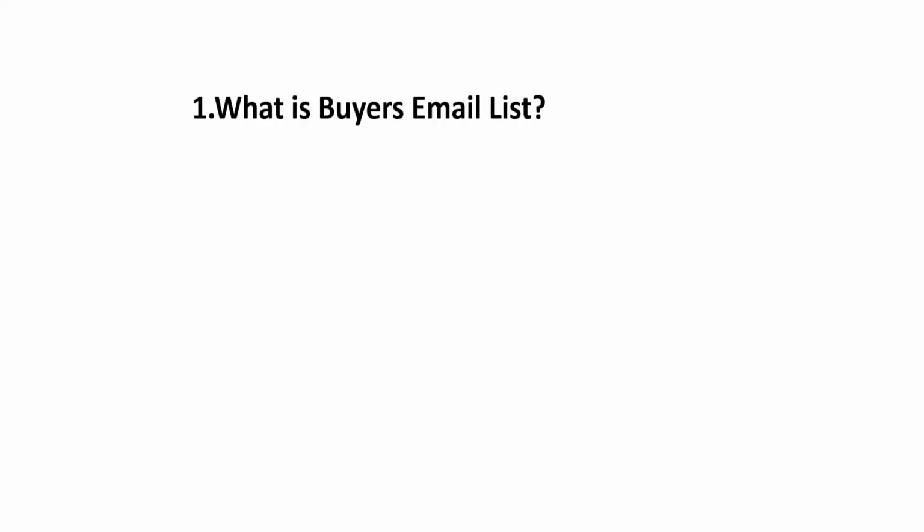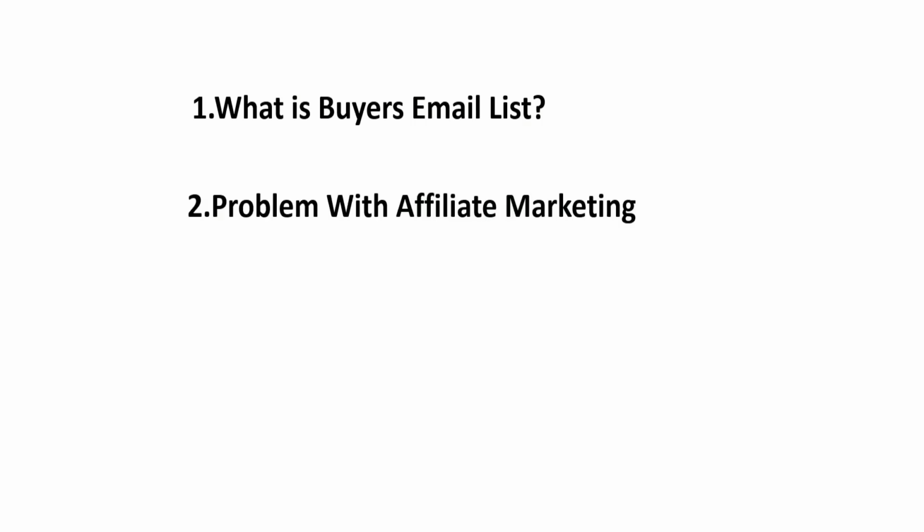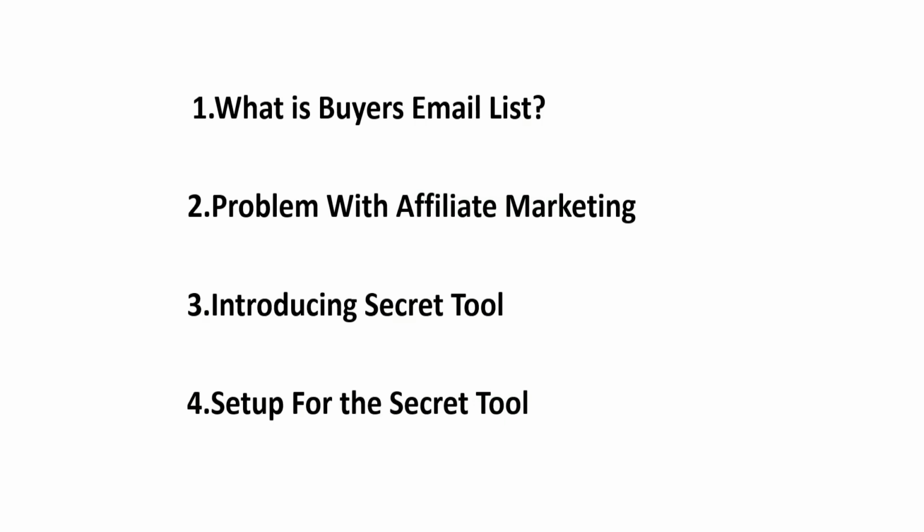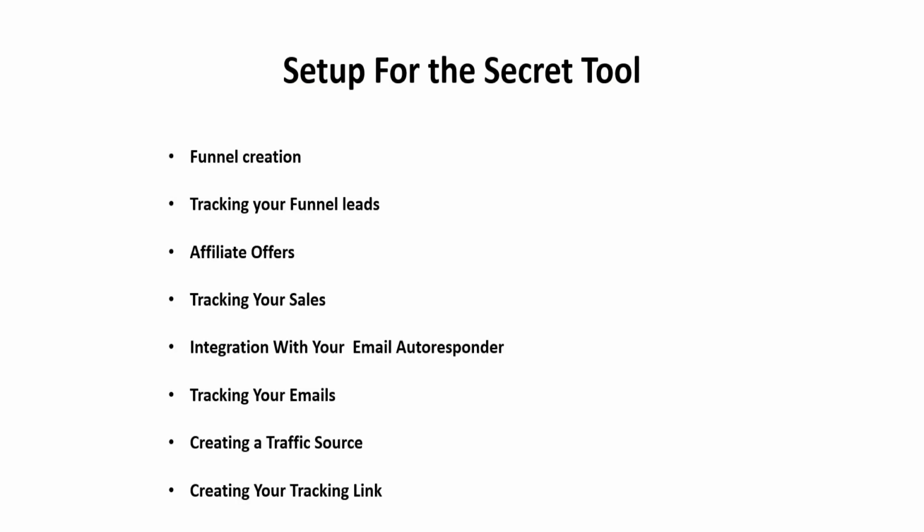In this video, I'm going to discuss what a buyer's email list is and the problem with affiliate marketing, then introduce the secret tool that I'm going to show you in the upcoming video, and fourth, the setup for the secret tool that I'm going to discuss in the upcoming videos. Under the setup for the secret tool, we are going to discuss funnel creation, how to track your funnel leads, affiliate offers, tracking your sales, how to integrate with your email autoresponder, how to track your email open rates, how to create a traffic source, and also create your own tracking link to be given to your solo ad vendor.